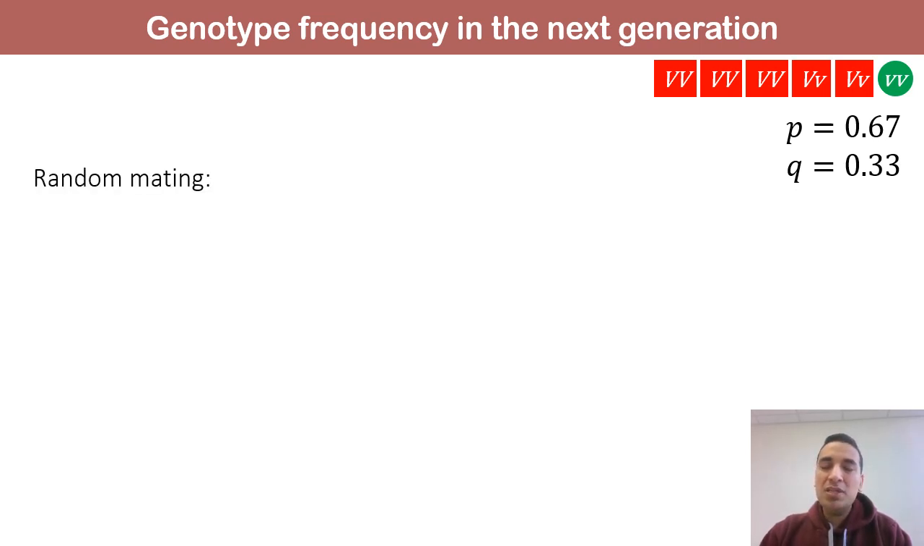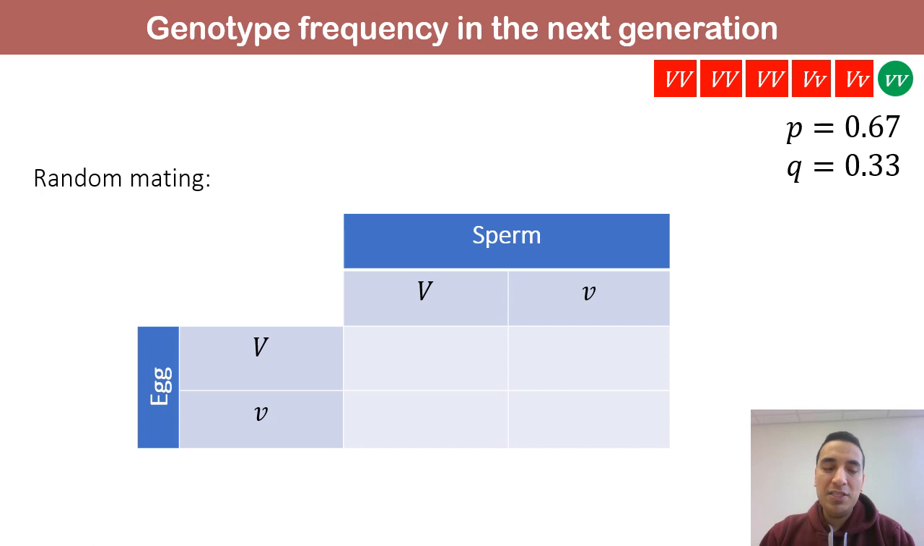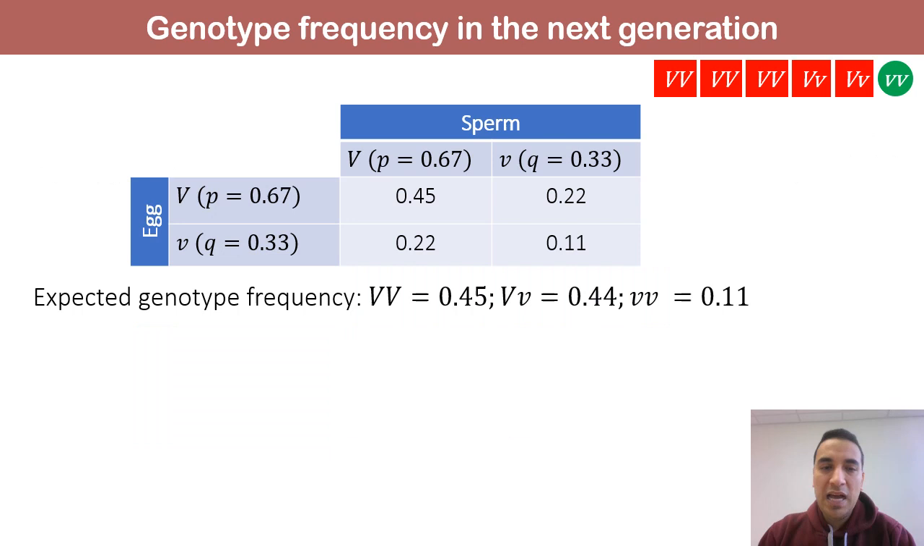So suppose these people do not really care and they do random mating, okay? It doesn't matter whether you are vegetarian or carnivore, you will marry this other person and you will have kids with them. If you have random mating, then essentially the female will get big V, little v, and the sperm can also have big V, little v, right? Suppose that's the case.